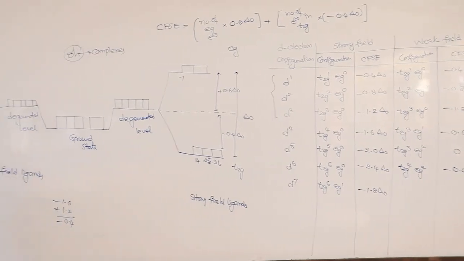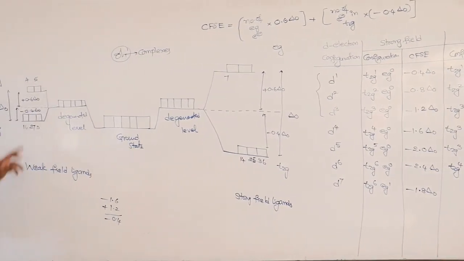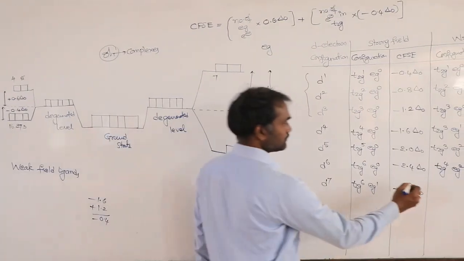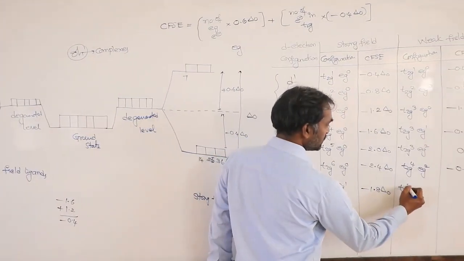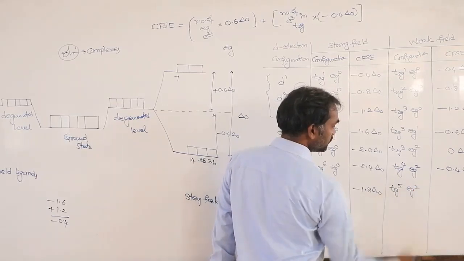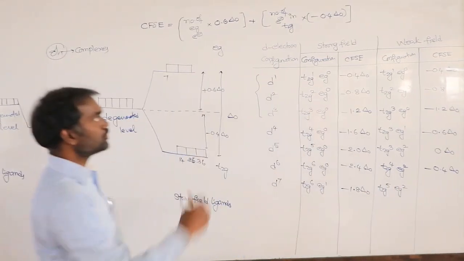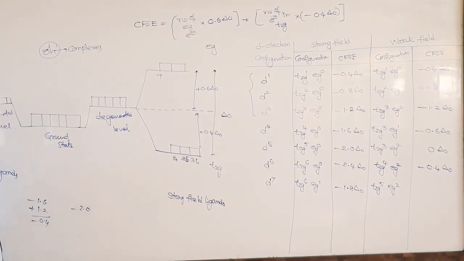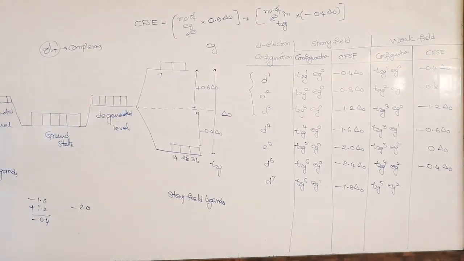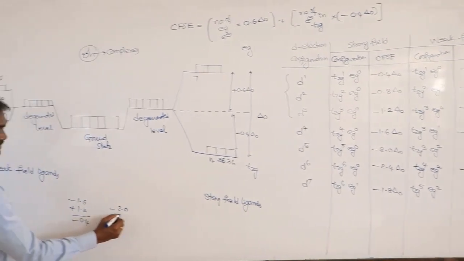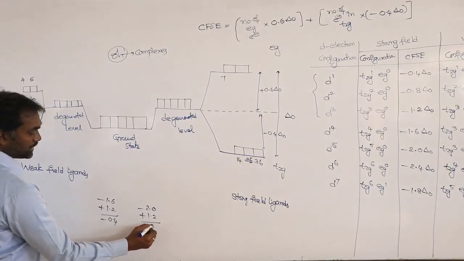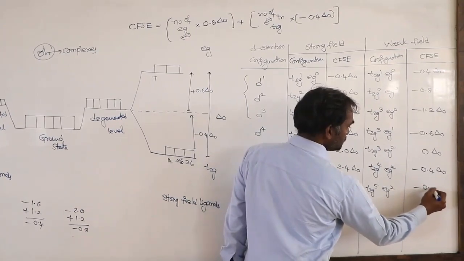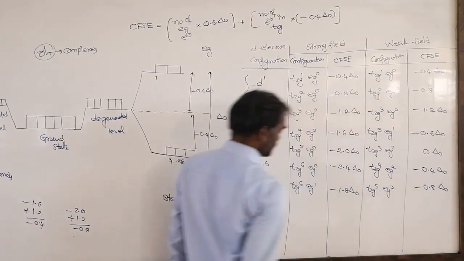Now the 7th electron is combining with here. So t2g5 eg2. So 5 into minus 0.4, minus 2.0. So 2 electrons are in eg. So that is plus 1.2, minus 0.8. So minus 0.8 delta 0.